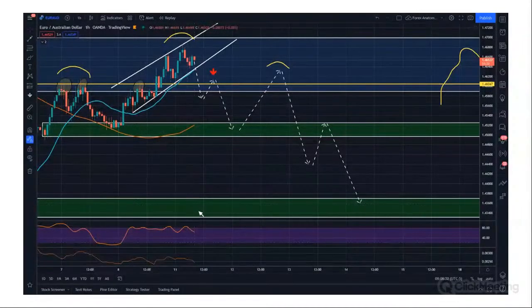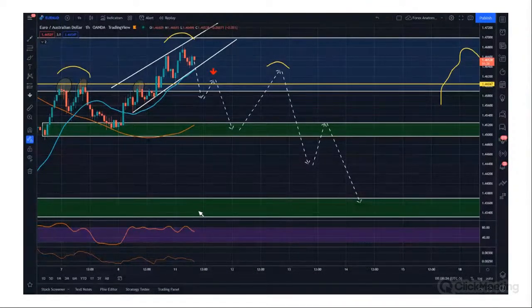But yeah, are there any questions about this particular setup on Euro Aussie, this top down technical analysis, before we move forward? What time is it? Actually, it is 8:08. Okay. So yeah, I don't think we have any further questions in regards to this.